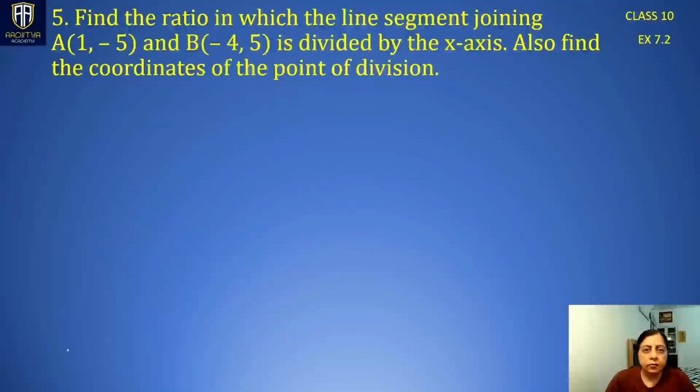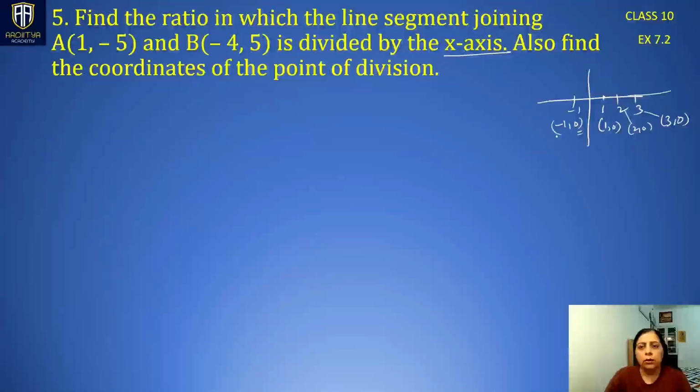Next question is, find the ratio in which the line segment joining A and B is divided by the x-axis. See, we had learned that for all the points on the x-axis, like this point is 1, we only write x coordinates here. But if we have to write the whole address of this point, this becomes (1, 0). This becomes (2, 0). This is (3, 0). Because all the points on the x-axis have their y coordinate 0. So if the point lies on the x-axis, its y coordinate will be 0.